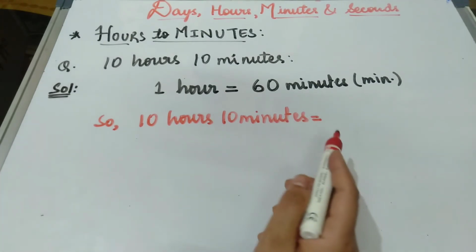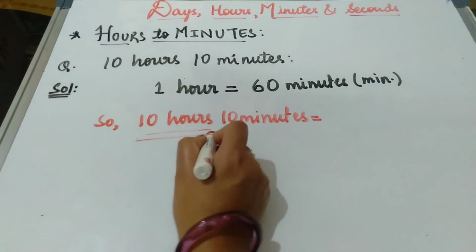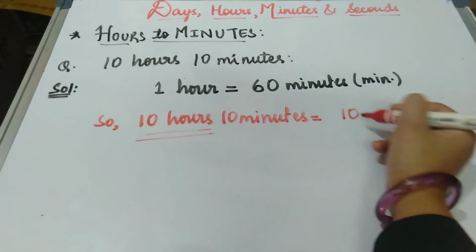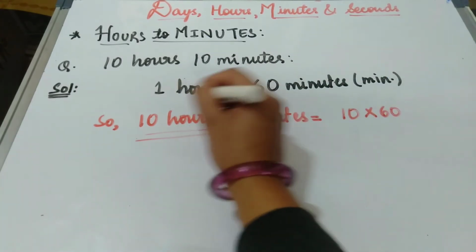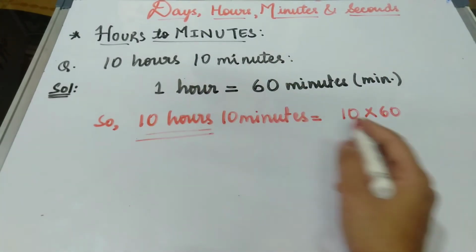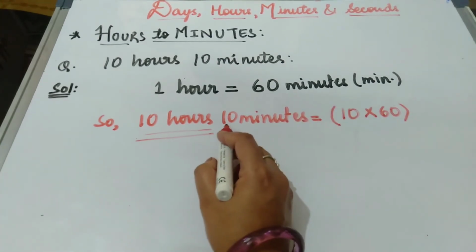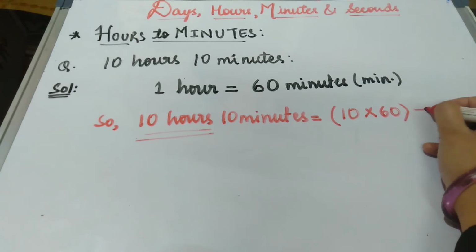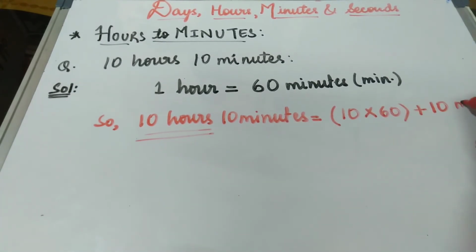10 hours 10 minutes is given over here. So we have to convert only the hours. So we will multiply 10 by 60, as 1 hour equals 60 minutes. So 10 hours have how many minutes? 10 into 60. We will put it in bracket, and there are 10 more minutes given over here, so they are already in minutes, so we are just going to add 10 minutes.